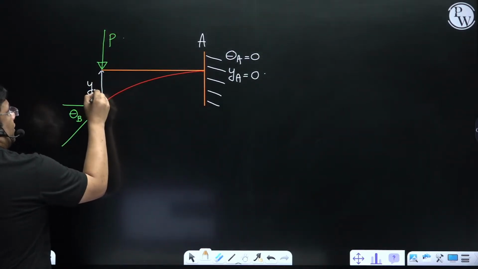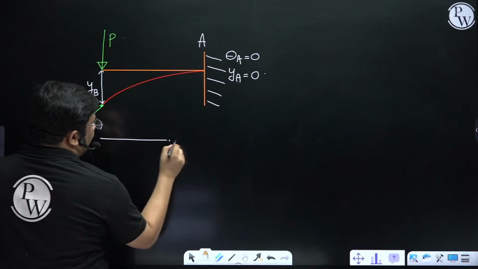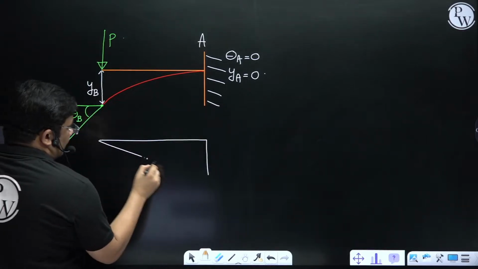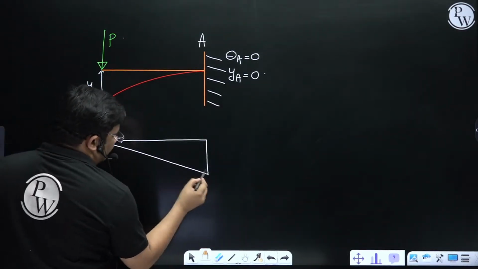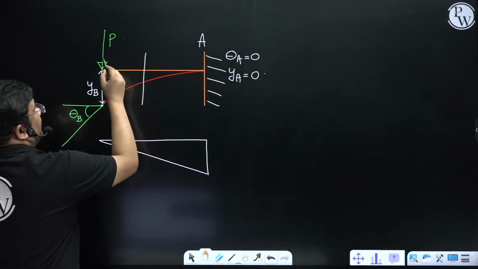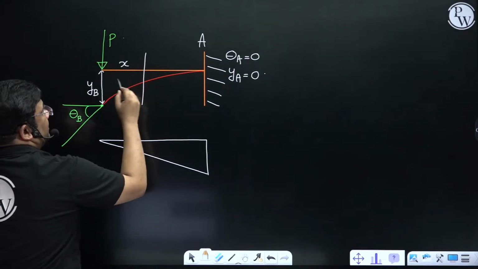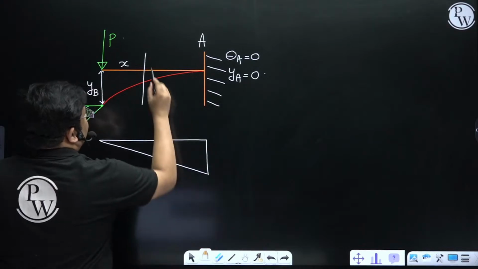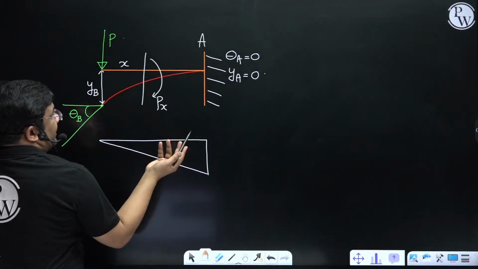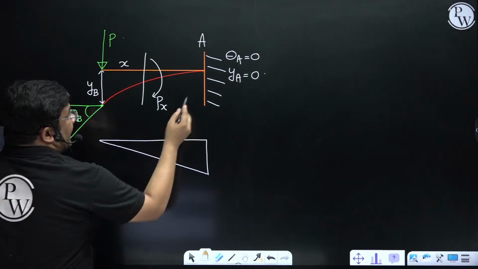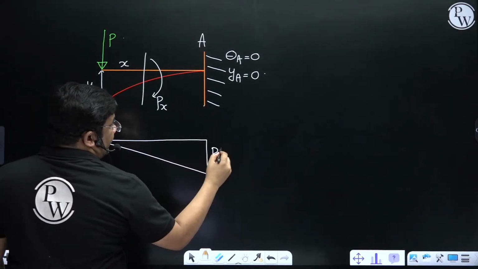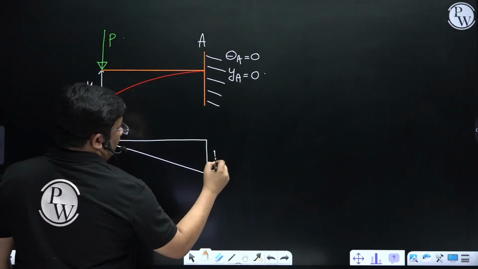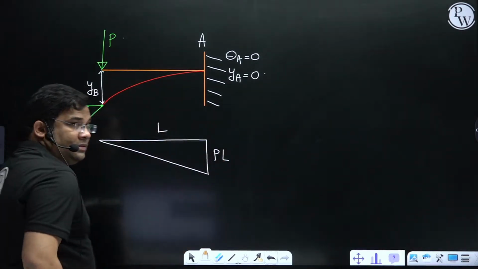Very easy. I'll draw the bending moment diagram. What is the bending moment diagram here? It is triangular, because anywhere you cut a section at x distance, P into x is the bending moment. So it is linear. And at this end, the bending moment will be P into L. Yes, this is the bending moment diagram.